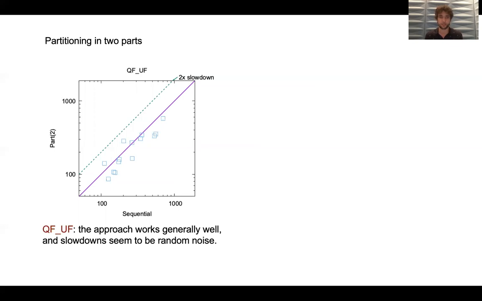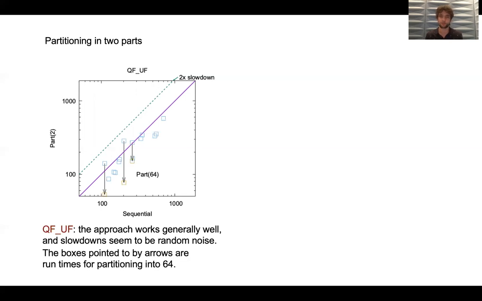No surprises in here. We got 3 instances that get slightly more difficult to solve with the partitioning once we partition in 2, so that's kind of weird. But then again, it looks like these are just random noise, because if I partition them into 64 parts, then all of a sudden it actually works pretty well.